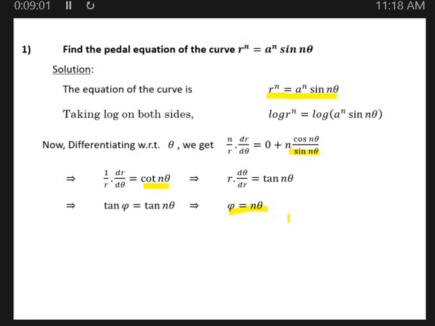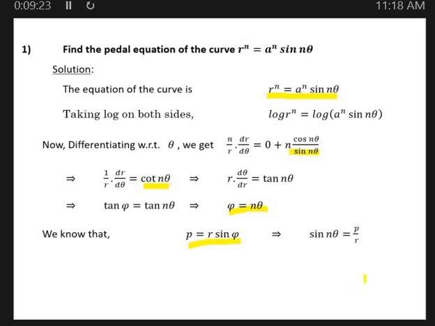Consider p is equal to r sin phi. Because phi is equal to n theta, by substituting n theta in this equation, we get sin n theta is equal to p by r.